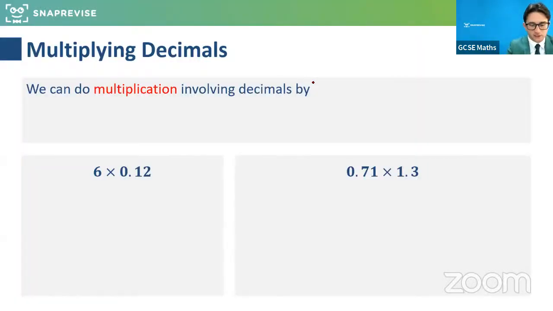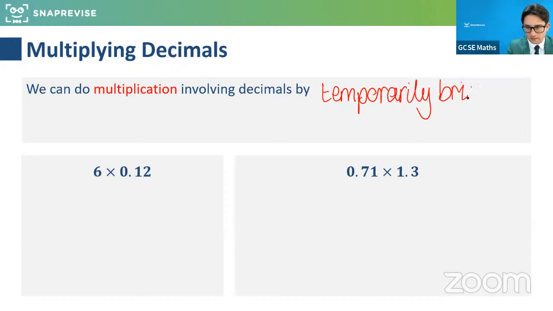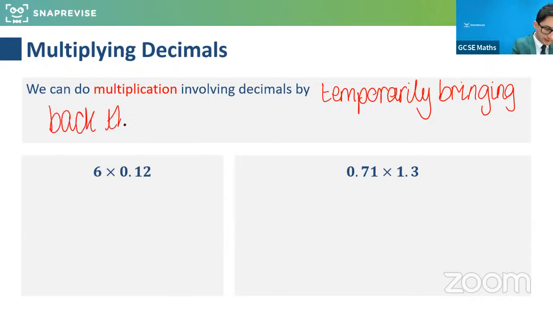So we can do multiplication involving decimals by temporarily bringing back the decimal point in both numbers. So make it as easy as possible and then worry about the decimal at the end. Does everyone recognize what I'm saying? Do you guys treat it in that sort of way? Like ignore the decimal for a minute. Yeah, excellent. So bringing back the decimal point in both numbers.